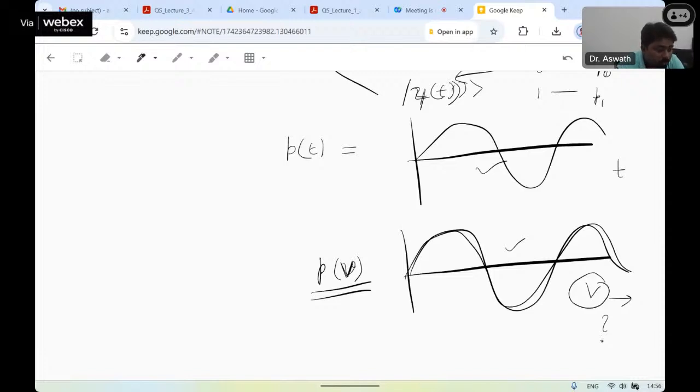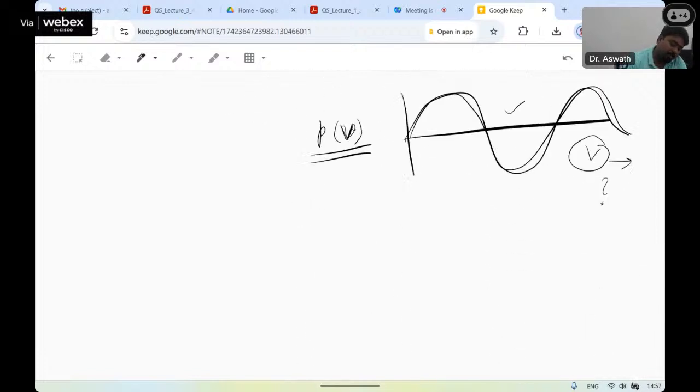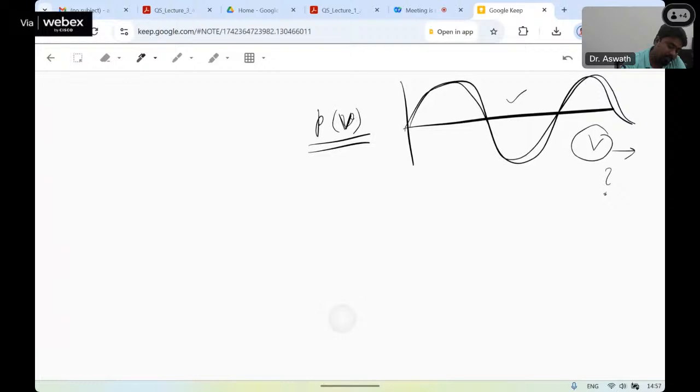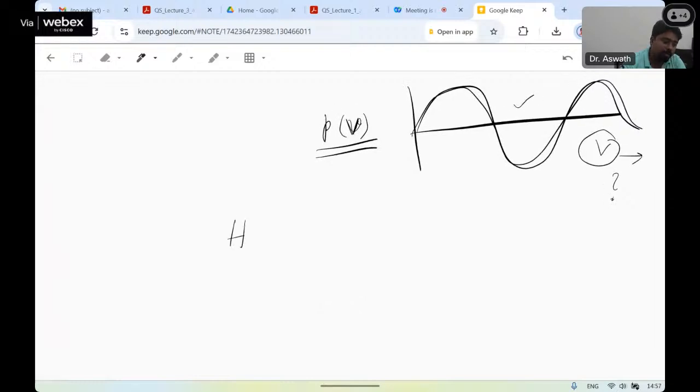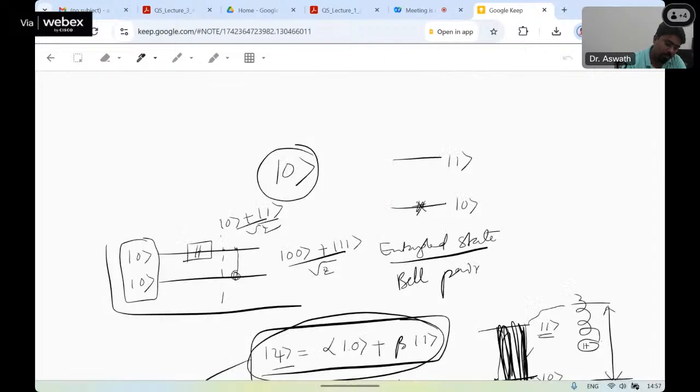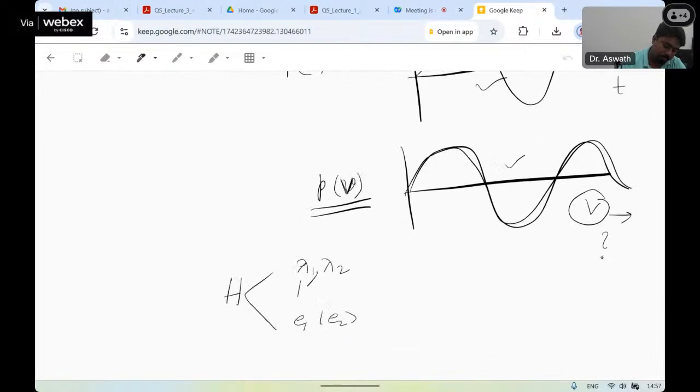Fine. So can this sensing method work for degenerate states? What do you mean by degeneracy? First of all, what is a degenerate state? For example, I have a Hamiltonian. It possesses eigenvalues, let's say lambda 1, lambda 2, and corresponding to each eigenvalue, I have an eigenvector E1, E2.